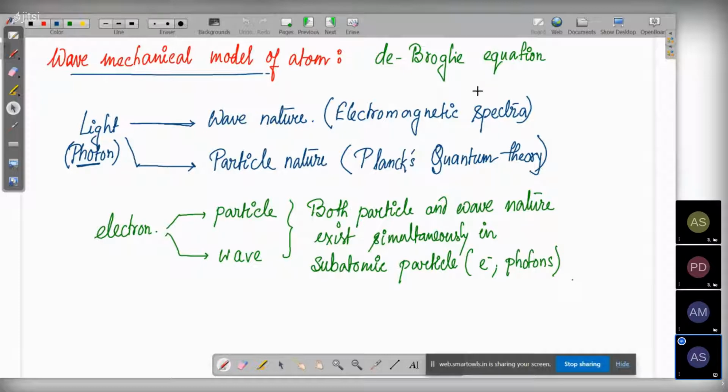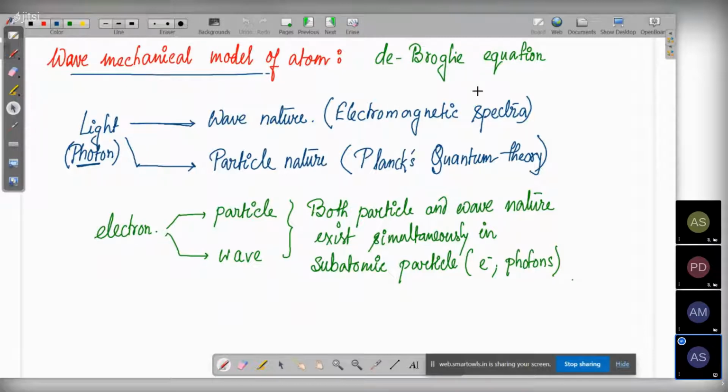We are almost in the middle of this chapter. The first chapter is atomic structure. What we are studying is the de Broglie equation. In the de Broglie equation, we have learned it is not like there will be only particle nature or only wave.